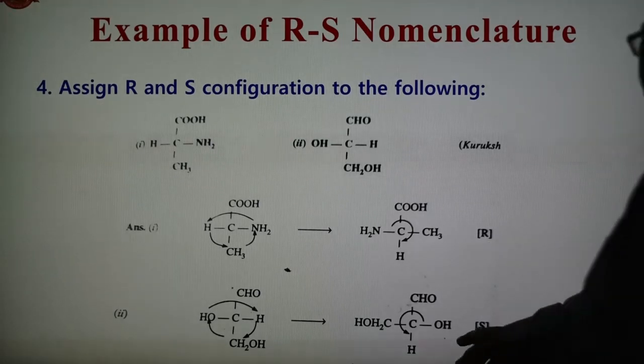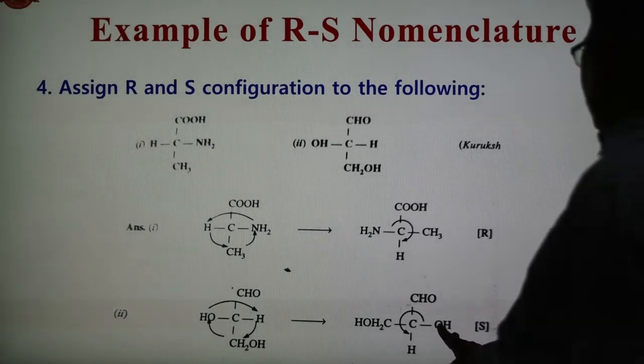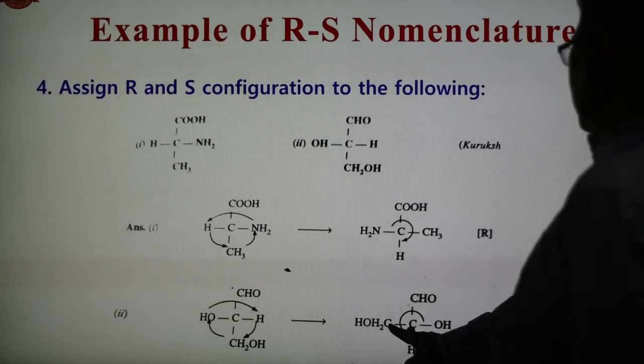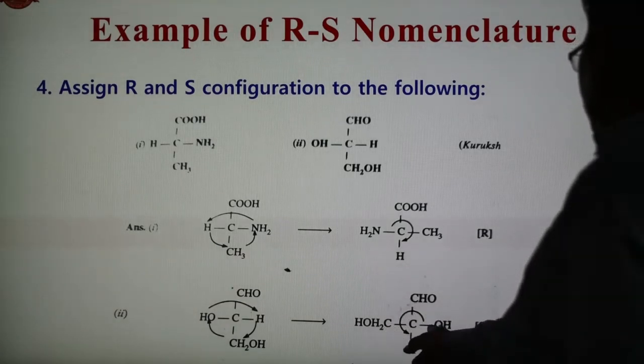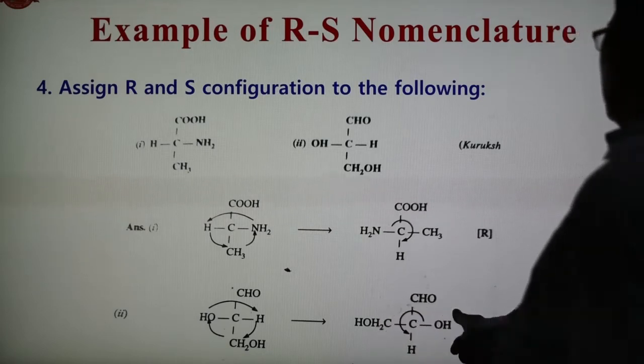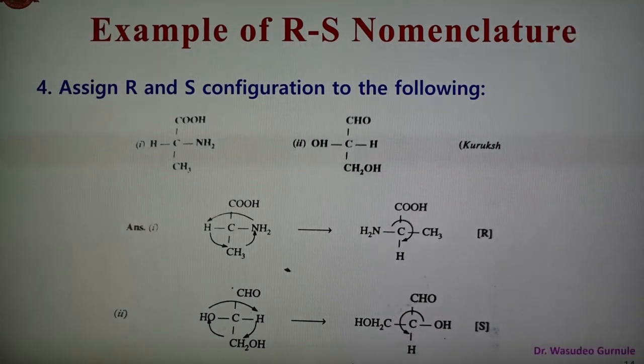Now you can see here oxygen is 1, this carbon is 2, this is 3, and this is 4. So this is 1, 2, 3. So the configuration is S. So in this way they have R and S configuration.